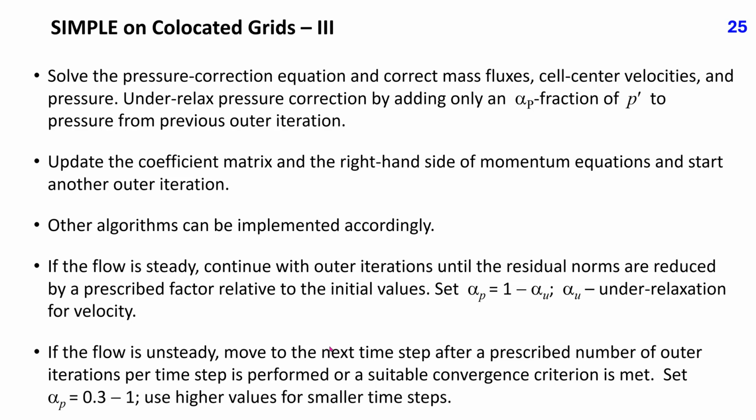If the flow is steady, continue with outer iterations until the residual norms are reduced by a prescribed factor relative to the initial value. Set alpha p equal to 1 minus alpha u, where alpha u is the under-relaxation factor for velocity. If the flow is unsteady, move to the next time step after a prescribed number of outer iterations per time step is performed or a suitable convergence criterion is met. Set alpha p to a value between 0.3 and 1. Use higher values for smaller time steps.